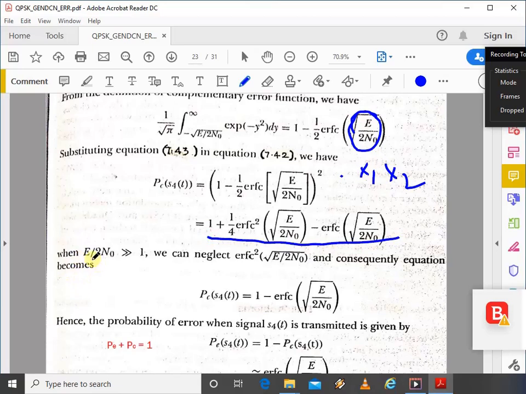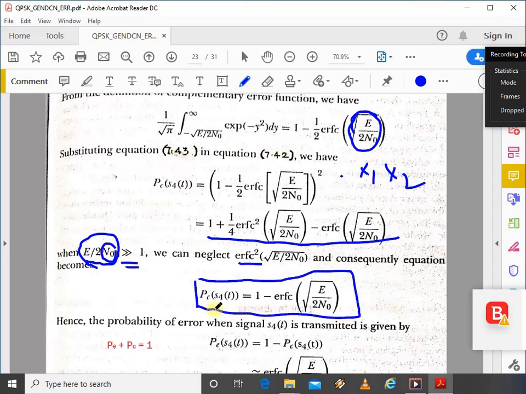As we know, E divided by 2 N naught, where E indicates the energy of the transmitted signal per bit, and N naught is power spectral density. If this ratio E by 2 N naught is very much greater than 1, we can neglect the ERFC square E by N naught term. If you neglect this term, then the probability of correct reception of signal S4 of t is going to become 1 minus ERFC of this.